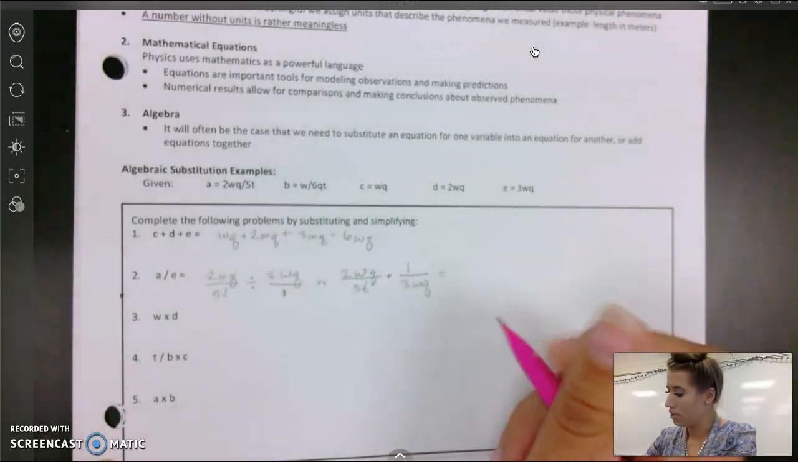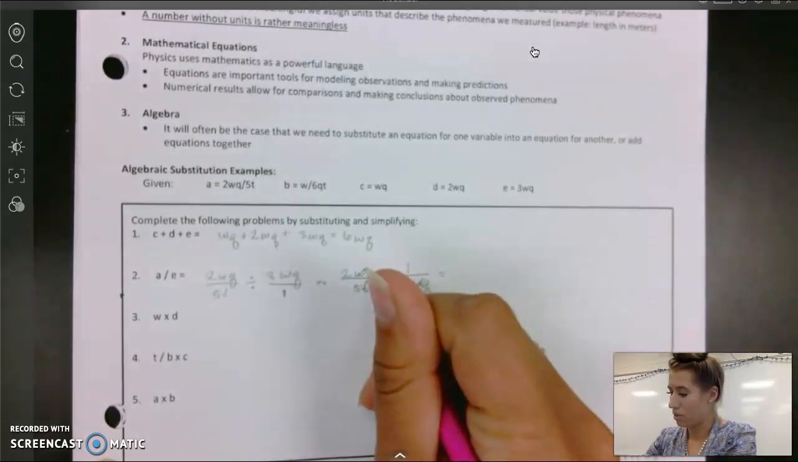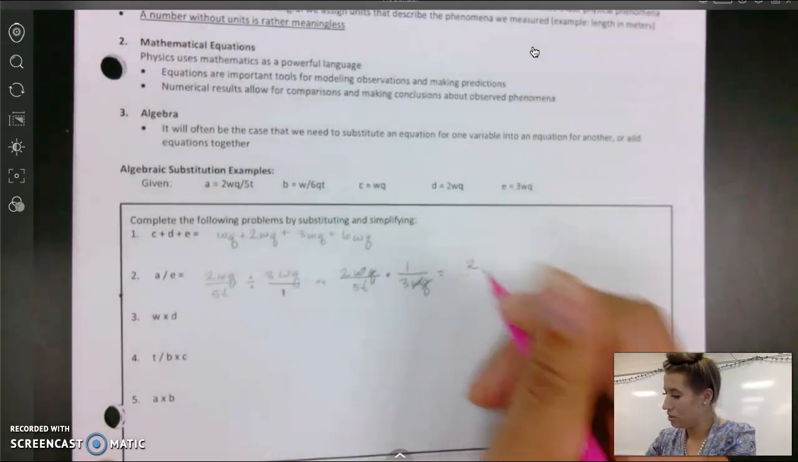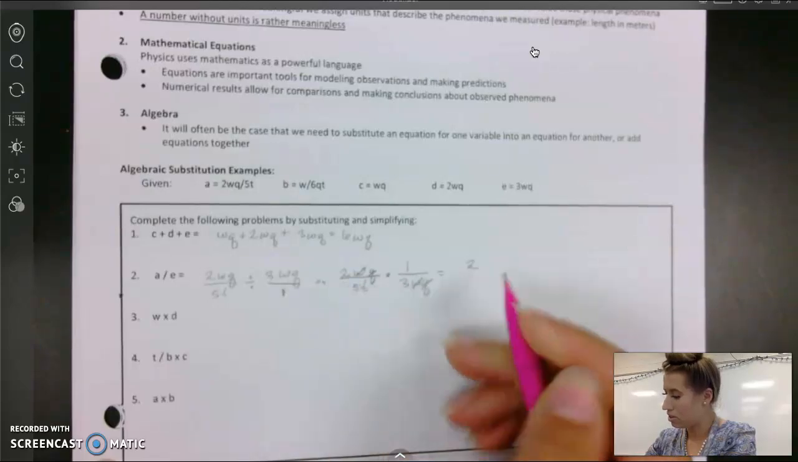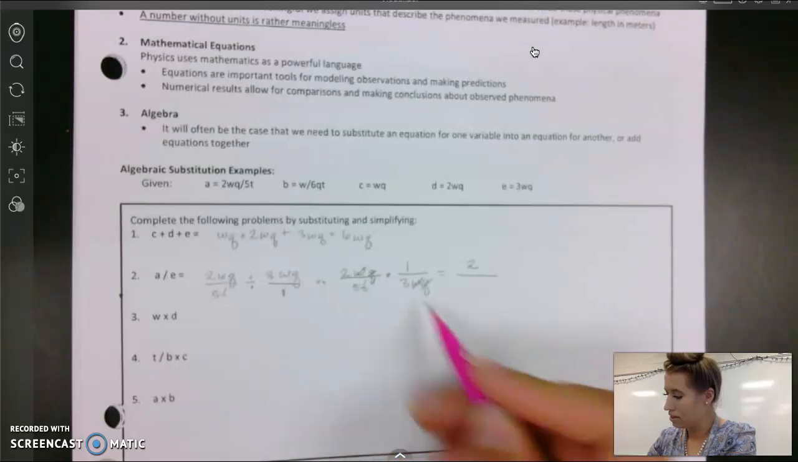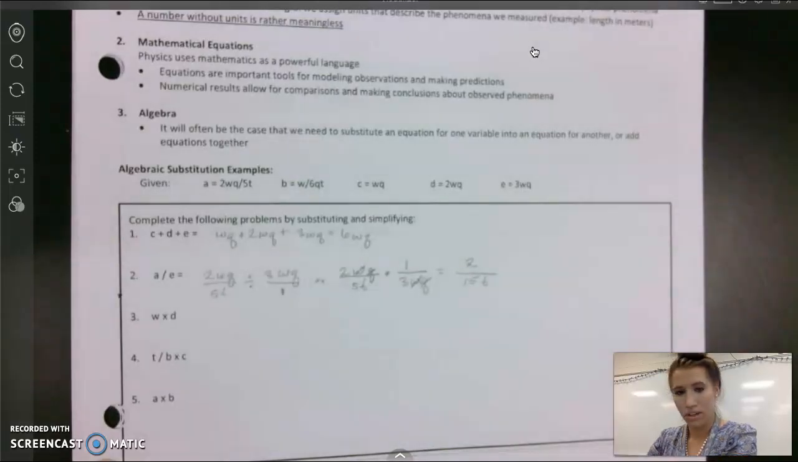Okay. So now a few items cancel. We have W on the top of our fraction and the bottom, as well as Q. So what we're left with is 2 times 1, which is 2, divided by 5T times 3, which would give us 15T. Now, for the next few of these, I want you to hit pause and try doing them on your own, and then press play again, and we'll work through them together and see if you got it correct.